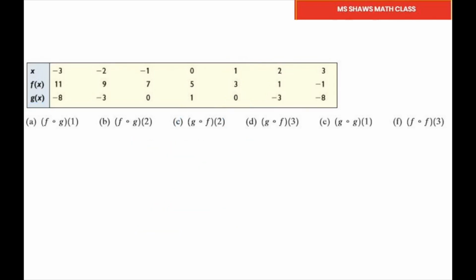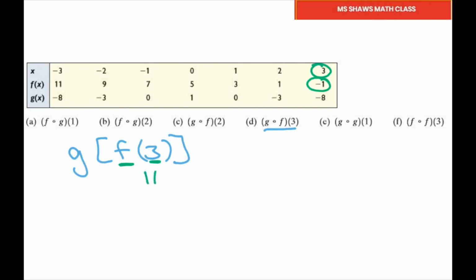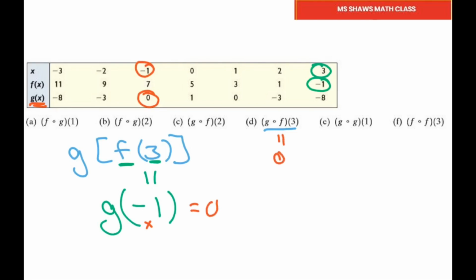Okay, the next one is this one, g of f of 3. So our x is 3, so go to where your x is 3. And now our inner function is the f this time, and that is negative 1. So this whole thing equals negative 1, f of 3. Now g of negative 1. Now we're going to x, this is your x here, but then go to g. So g of negative 1 is 0. So this whole thing equals 0.